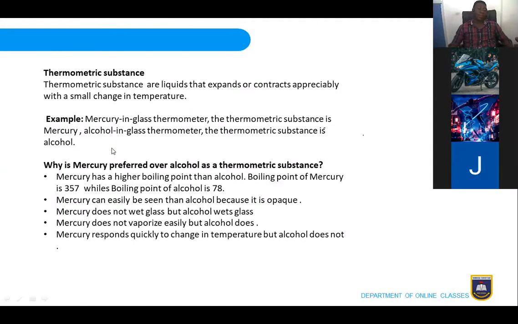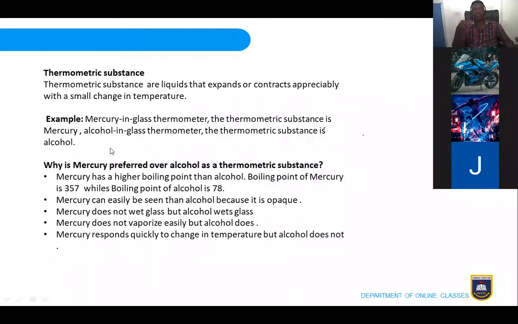And the fourth one over there, mercury does not vaporize easily, but alcohol does. What happens is that you can see that the boiling point of alcohol is 78. So after 78, when it's going higher, it's going to evaporate. But mercury takes a longer time for it to reach that point. Mercury has a boiling point of about 357. So before it evaporates, it must exceed this 357. So mercury does not vaporize easily.